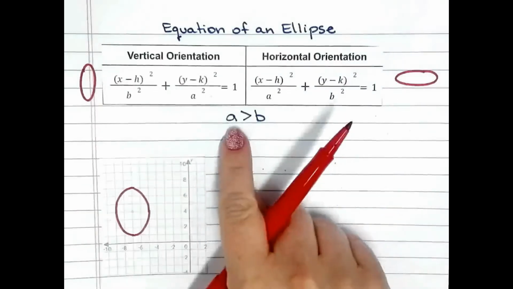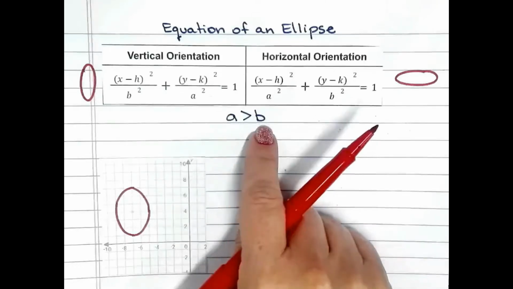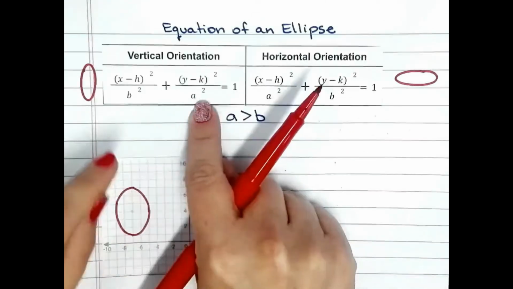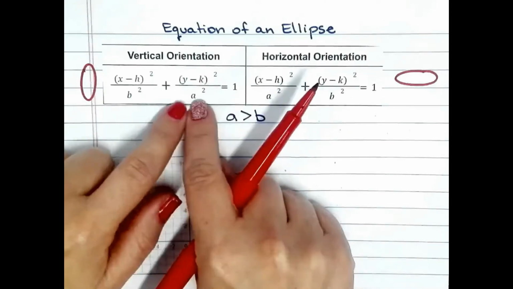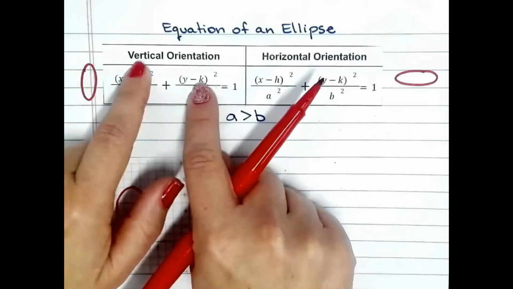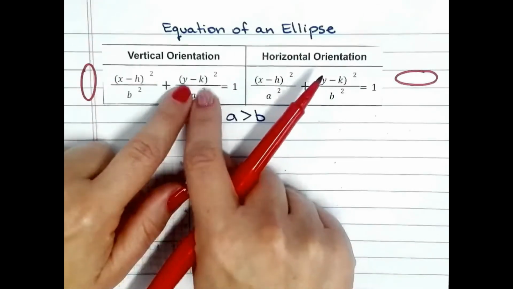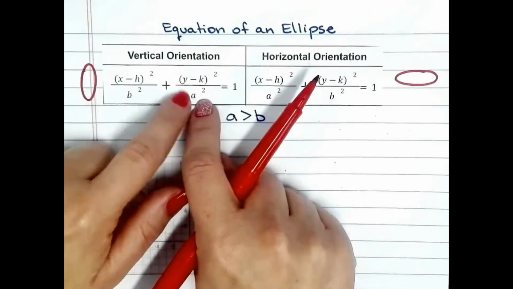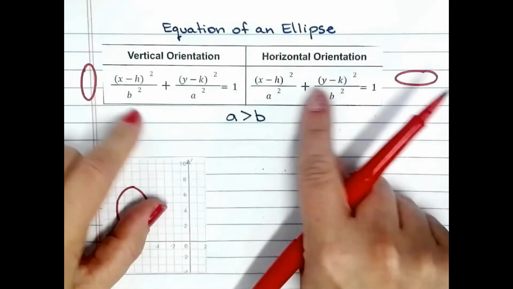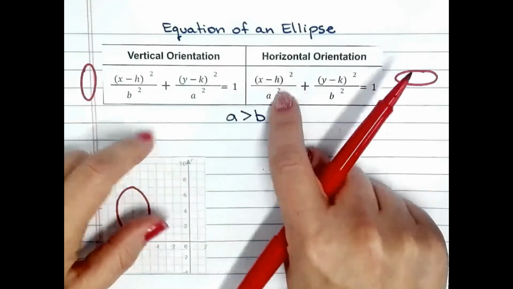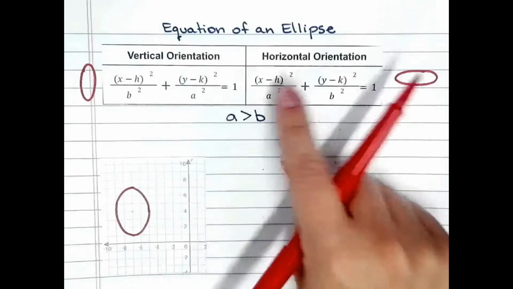Just remember that A is always greater than B. So looking at the equation, here you have the A on the vertical orientation ellipse. A squared is going to be right below the Y. And then on the horizontal, the A squared will be right below the X.